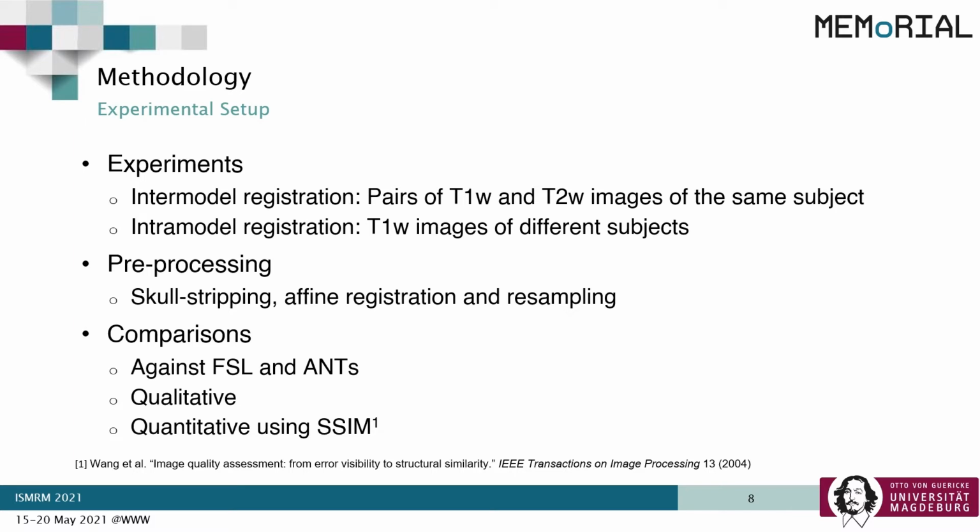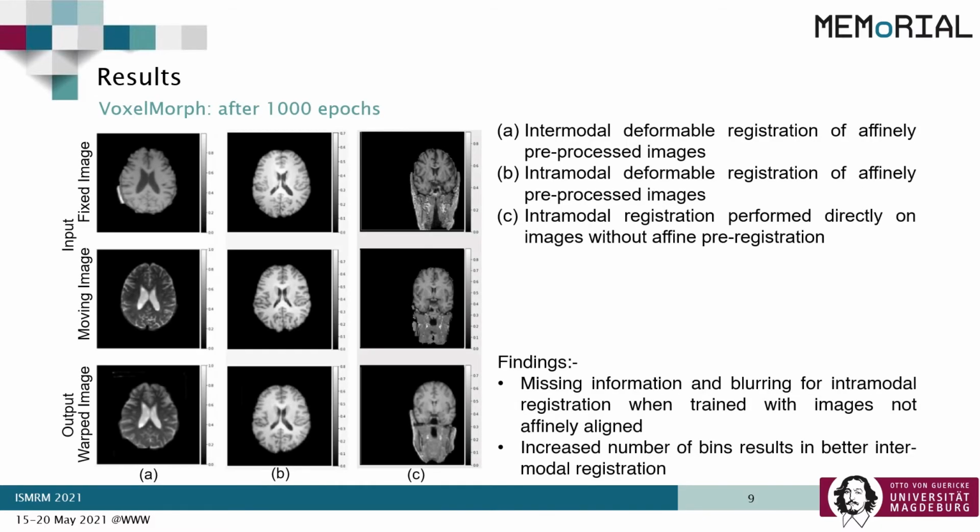Skull stripping, affine registration, and resampling were performed as pre-processing steps. The methods were compared qualitatively and quantitatively using the structural similarity index, while being compared against the FSL and ANTS registration results. Now let's have a look at the results.